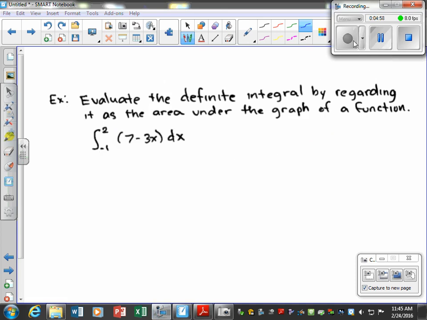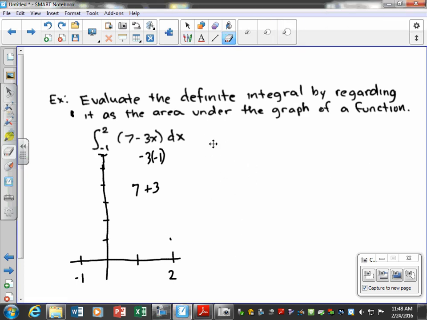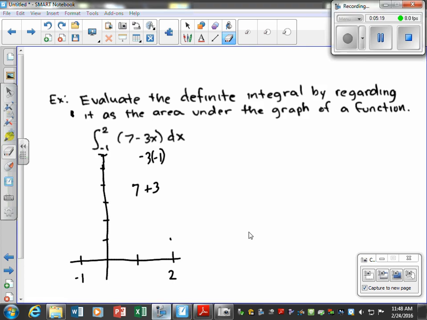Okay, here's our second one. Evaluate the definite integral. Same idea as the last one. We have a new function here, so I'll give you a few minutes to sketch this. Okay, I just started sketching this. I did some ordered pairs to put some points, and I'm going to draw a rough sketch. It's going to be very rough, but I'm going to move this out of the way now and just put a graph up there.